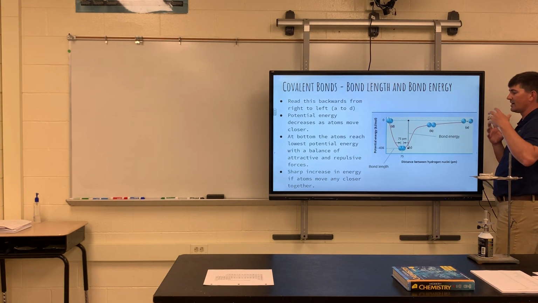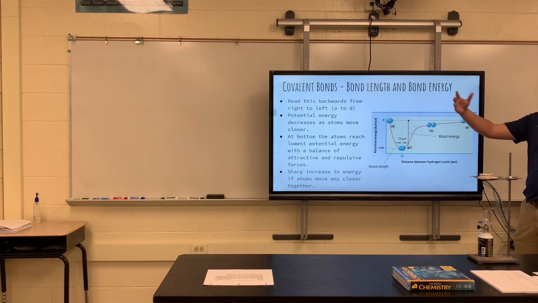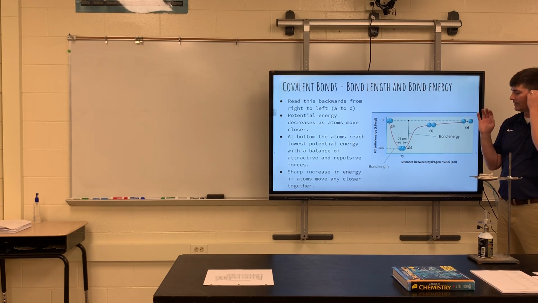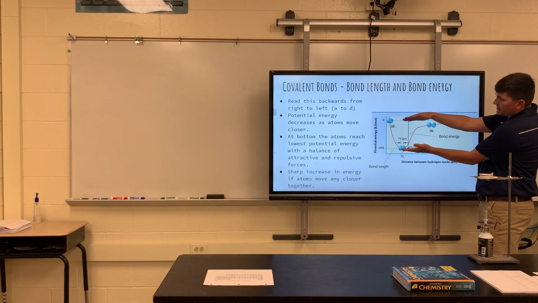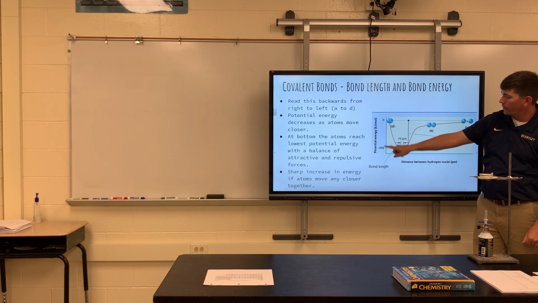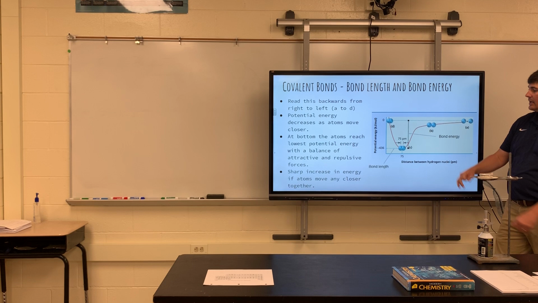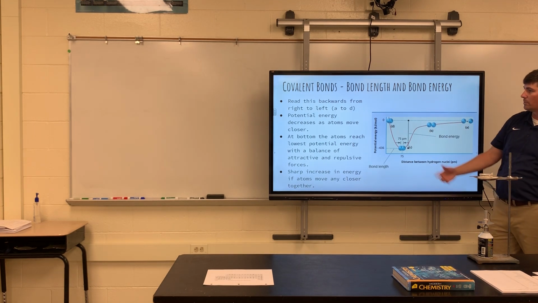Or, you know, via heat, electricity, light waves, whatever we want to hit this with to add energy. If we add this much energy, in this case, 436 kilojoules per mole, then the bonds will break back apart. Okay, so that is the bond energy for these two particular atoms.